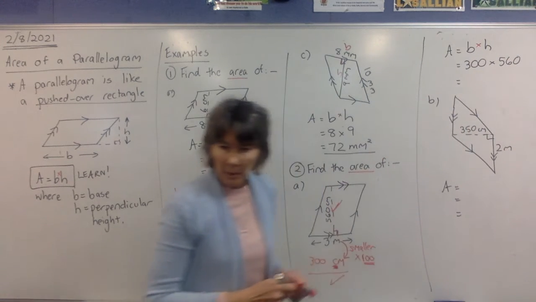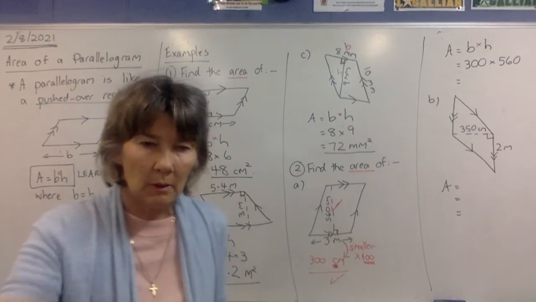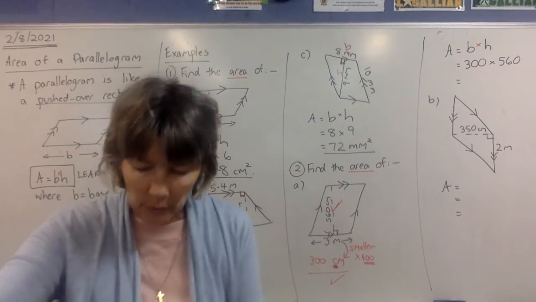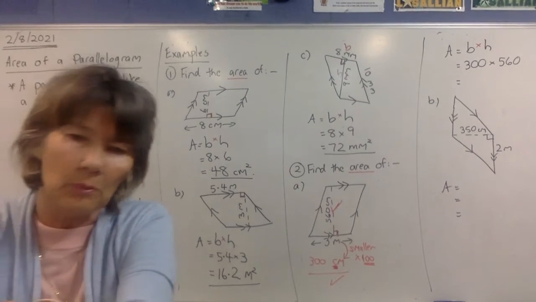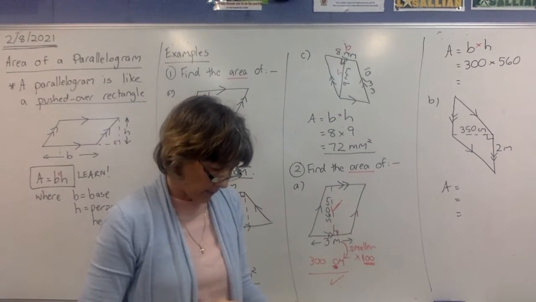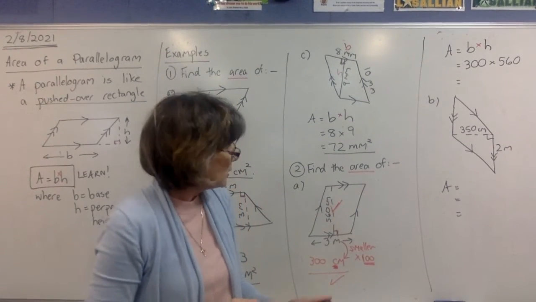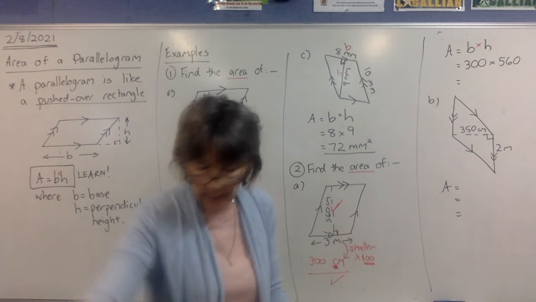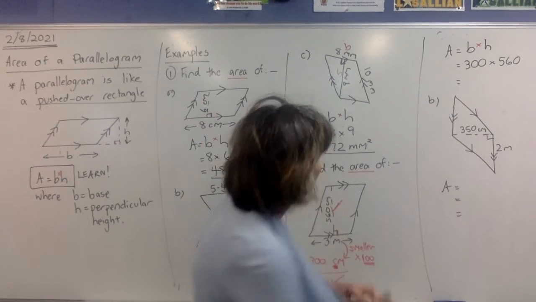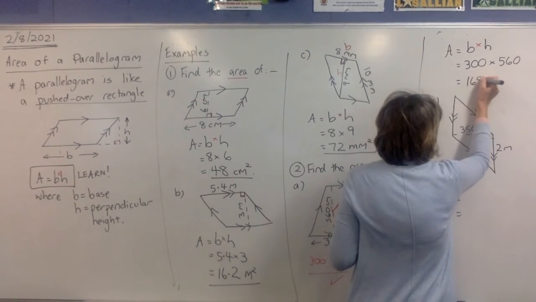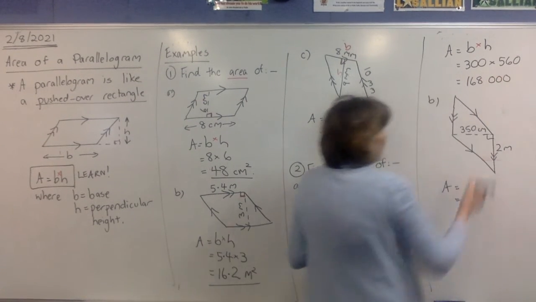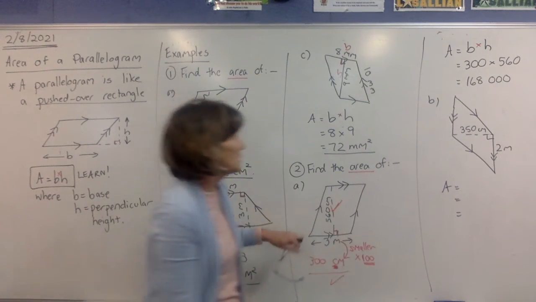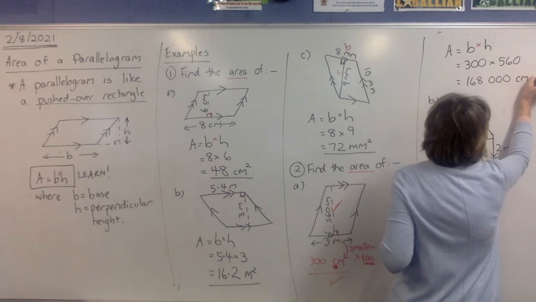And we're just going to multiply those 2 numbers together on your calculator. So just type in 300. Sorry, just watch what I'm doing here. All right, so we're going to type in 300 times 560 equals 168,000. And then we put our units on. Now this time, remember, we dealt with centimetres, so it's centimetres squared.